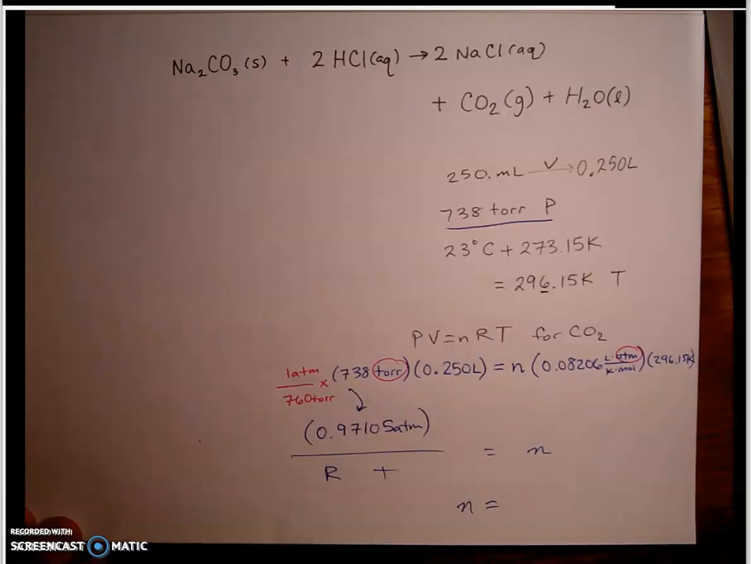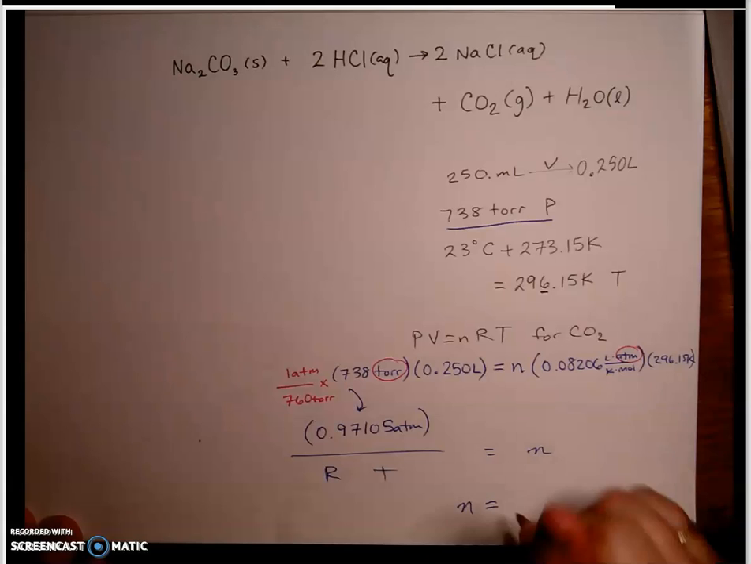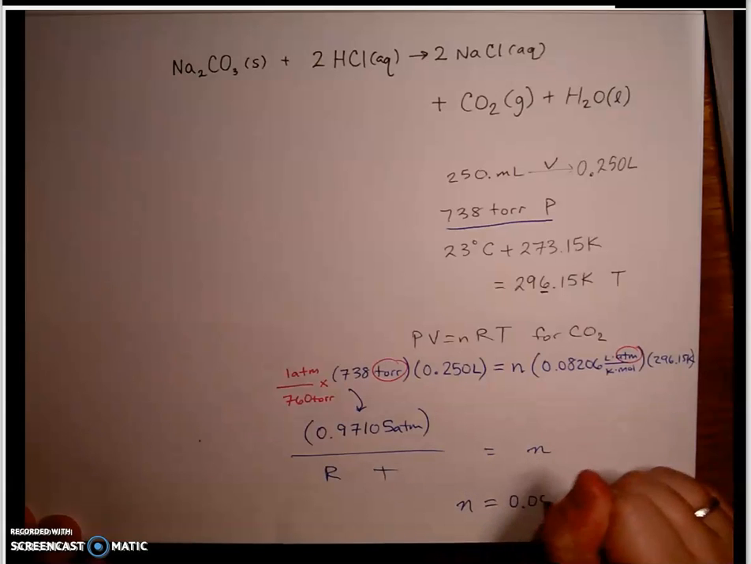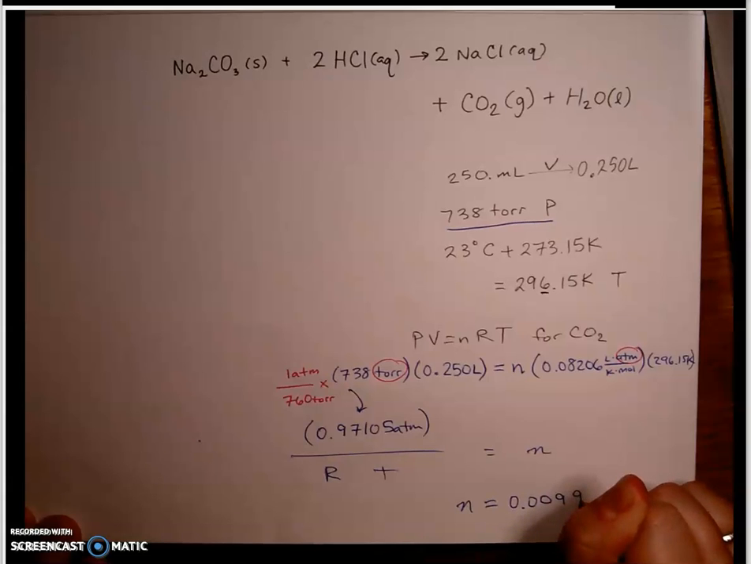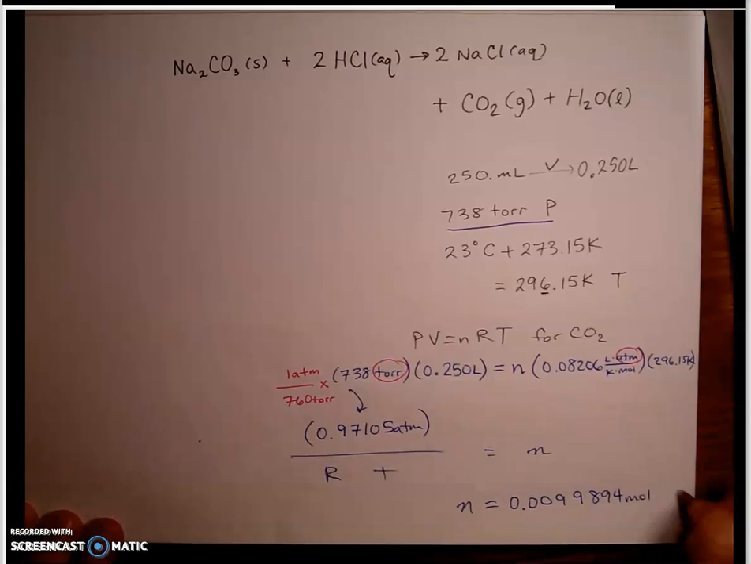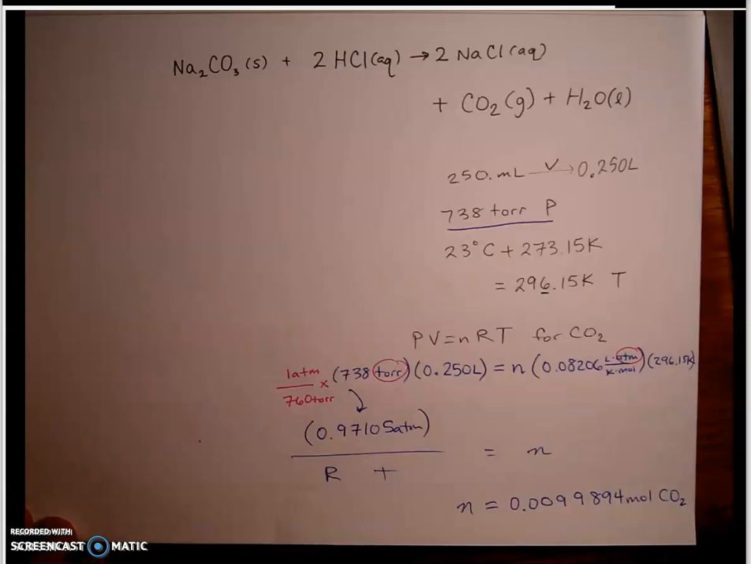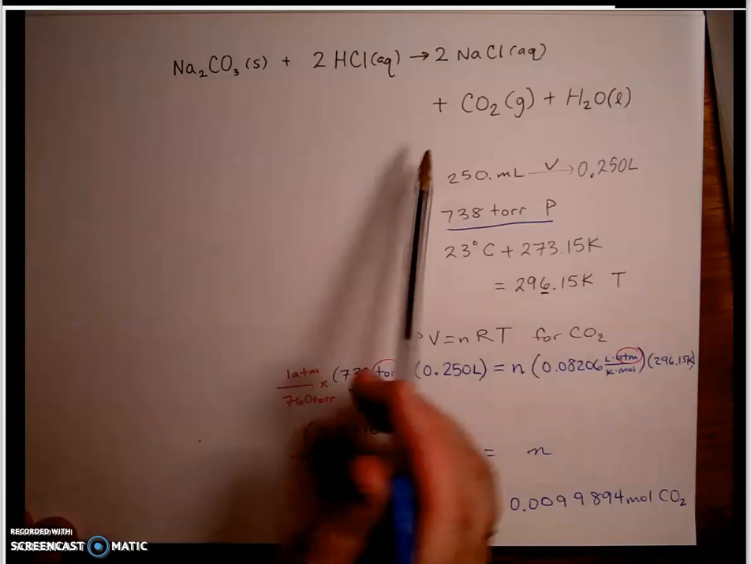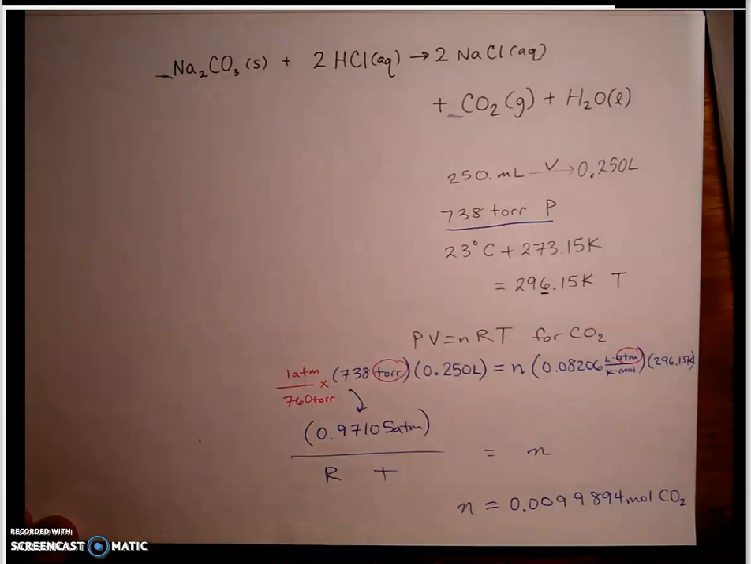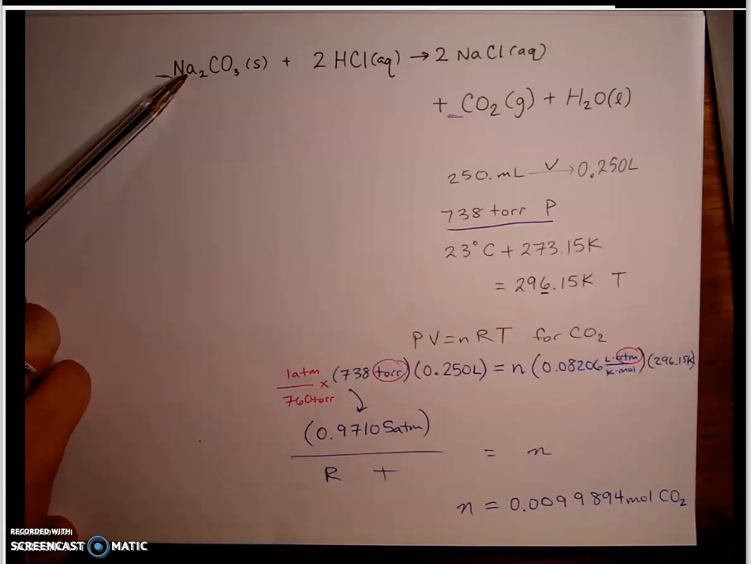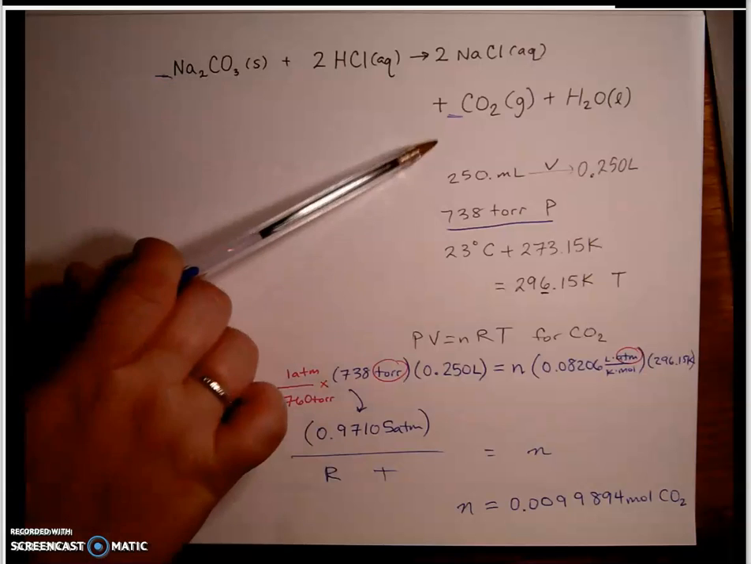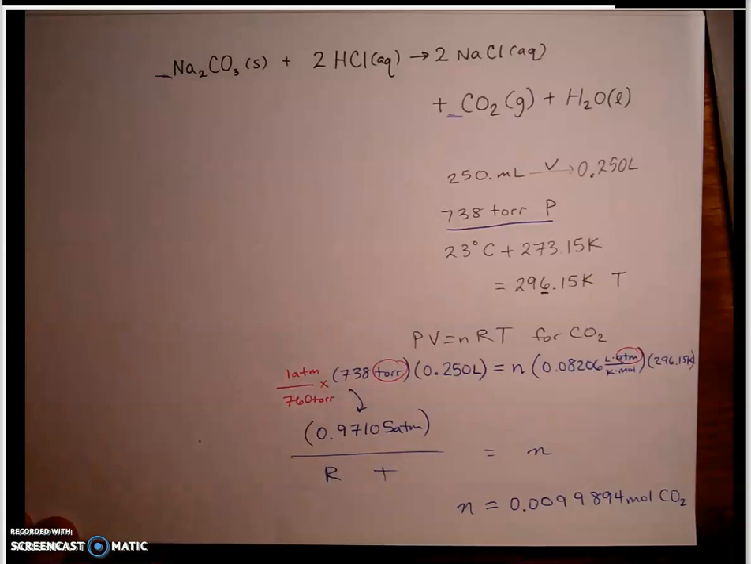So n will end up equaling 0.00998 something moles of carbon dioxide produced from our acid-base reaction. So now we've got our stoichiometric factor. It happens to be 1:1 in this case. And so our moles of sodium carbonate will be equal to our moles of carbon dioxide.